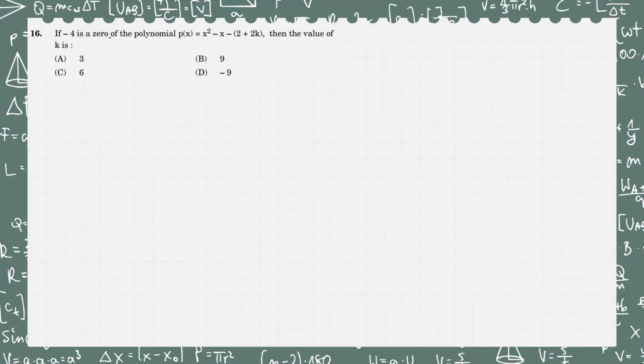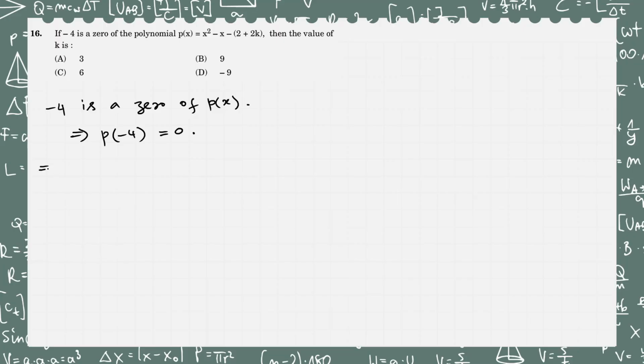If minus 4 is a 0 of the polynomial p(x) equals x squared minus x minus (2 plus 2k), then the value of k is... See, one thing we have to know is, if they give some number as a 0 of the polynomial, then when I replace x with that number, the polynomial becomes 0 at that particular point, right? That is the meaning of the 0, right? So minus 4 is a 0 of p(x), that is given, right? That implies p(minus 4) should become 0.